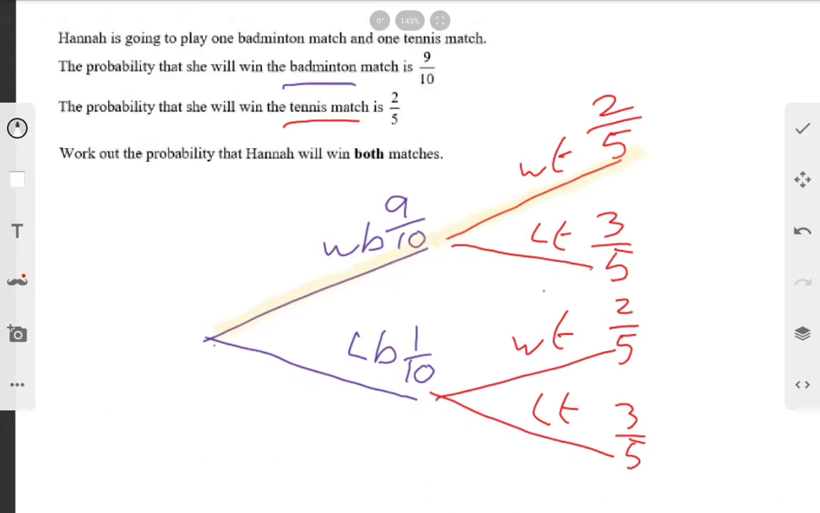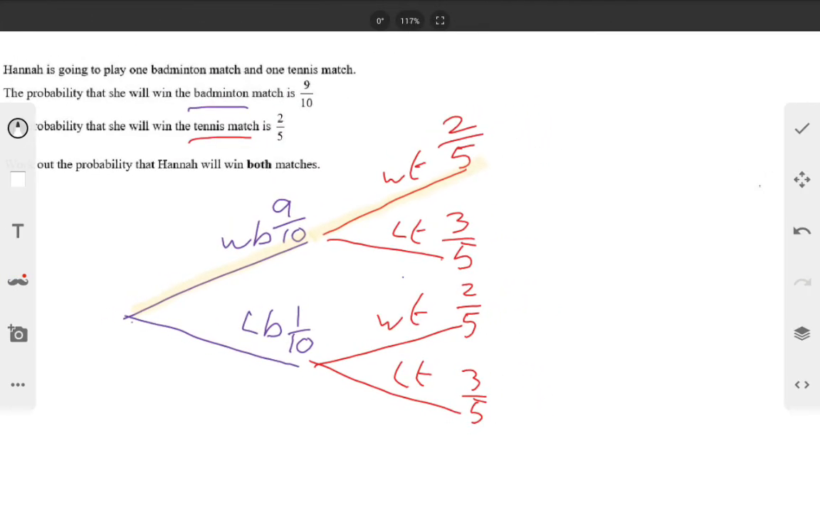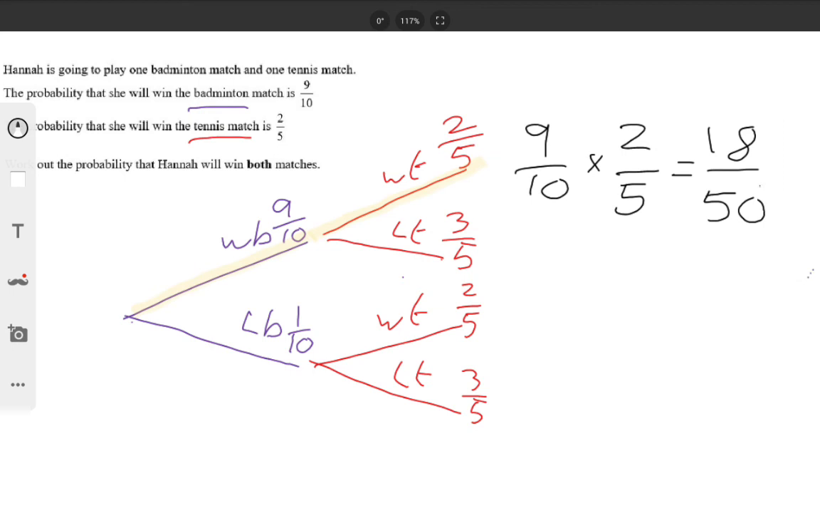So once we have that, we need to multiply the probabilities together. This will make the probability less. Fractions times each other will decrease that value. So in this case, we're going to do 9/10 times 2/5. When we multiply fractions, we multiply the numerators, the numbers on the top, and we multiply the denominators, the numbers on the bottom. So our outcome here is 18/50, 18/50ths.